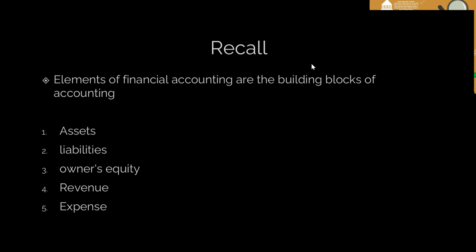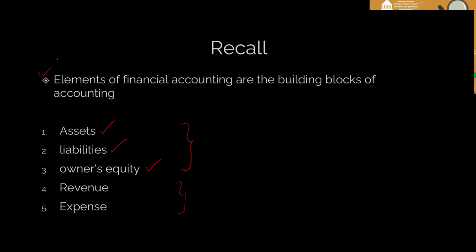If you recall in our previous videos, we have discussed the first three elements, which are assets, liabilities, and owner's equity. We discussed them in a little detail and understood the nature of assets, liabilities, and owner's equity. They are available in separate videos. And now we are going to learn about revenue and expenses.